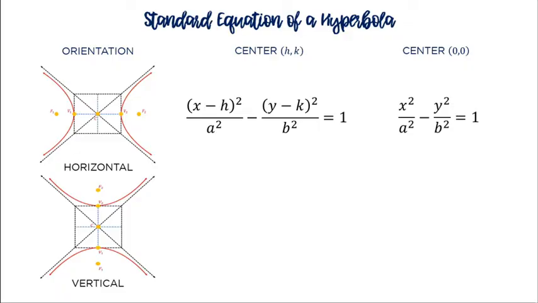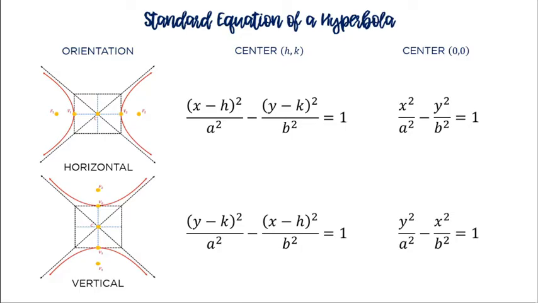Now, if your hyperbola is vertical naman, meaning the branches are opening upward and downward, or the points are vertically aligned, the form of the standard equation will be this one. For the center (h, k). And for the center at (0, 0), we have this. Okay? So as you can see, di ba sa ellipse, yung titignan natin ay yung denominator kasi sila yung nag-change. Dito naman sa hyperbola, yung nag-change ay yung numerator. So titignan natin yung numerator.